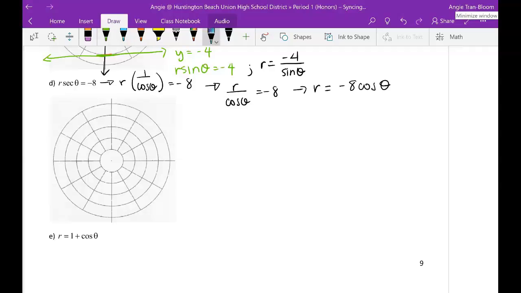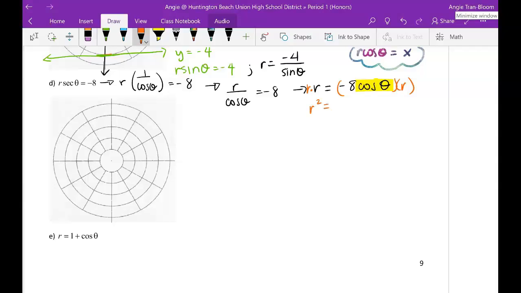r cosine of theta is x, right? What I'm missing is, over here I have -8 cosine of theta, I'm missing r. So what I can do is multiply both sides by r. Now squaring both sides is not going to help us here. Even though squaring both sides on the left-hand side will still give you r squared, on the right-hand side it's not going to achieve the r that we wanted. So I will not do that.